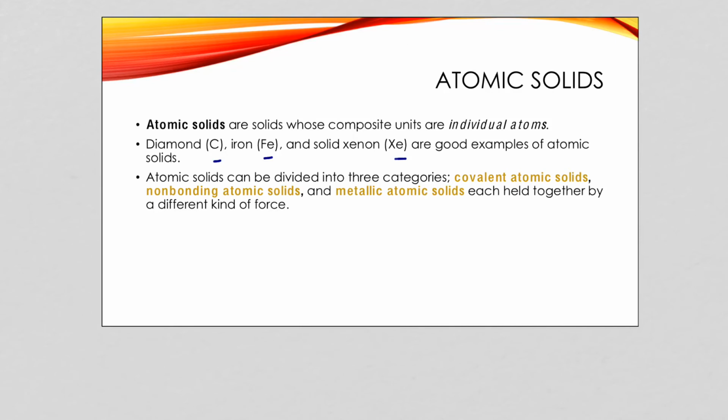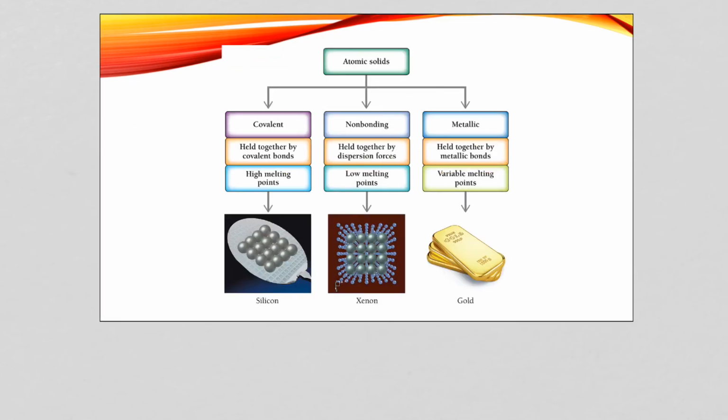We have 3 different types of atomic solids: covalent atomic solids, non-bonding atomic solids, and metallic atomic solids, each held together by a different kind of interaction. So let's look at a chart again and divide these three to look at these differences. At first, we look at covalent atomic solids. These are going to be held together by covalent bonds. An example of this would be silicon or carbon, so graphite or diamond.